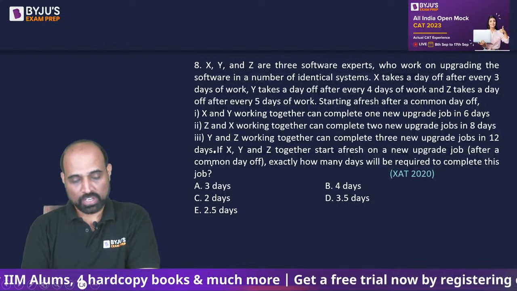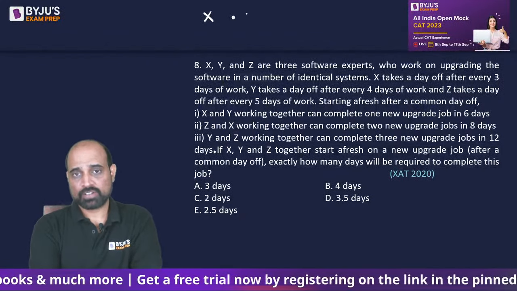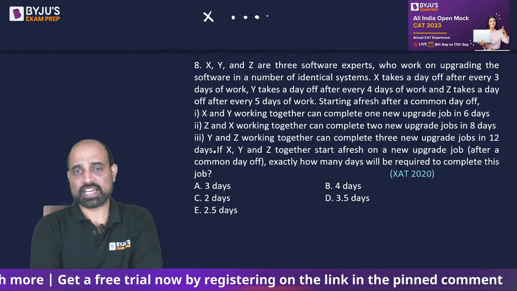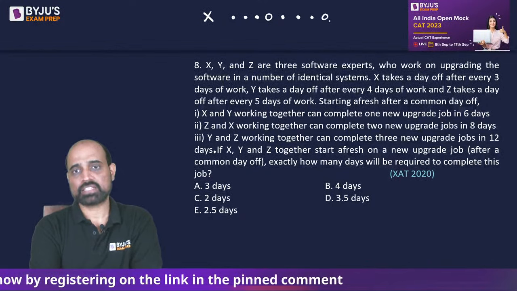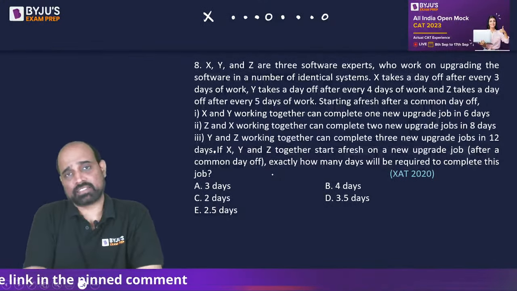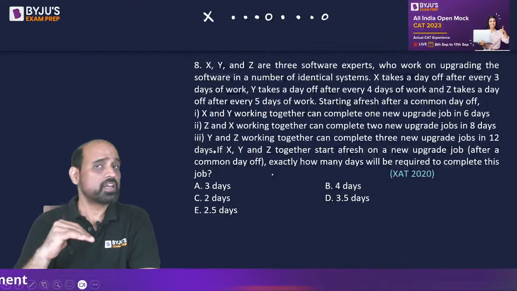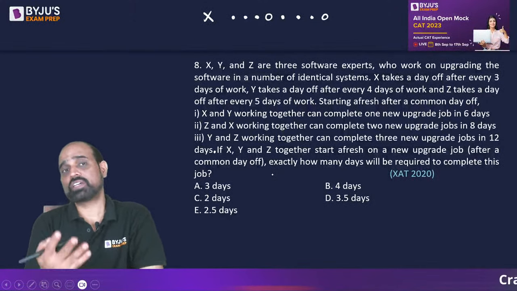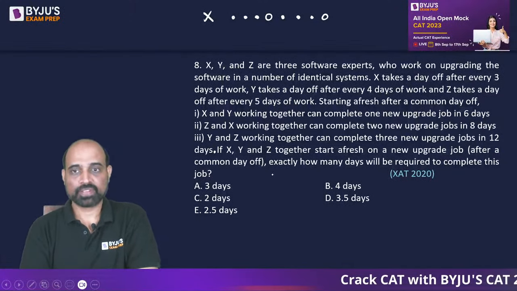Okay. We need to understand the pattern here. X works for 3 days and then he takes an off. He works for 3 days and he takes an off. It's like X is giving his attendance. X is present for 3 consecutive days. On the 4th day, he takes a leave. Again, X comes back to work. He is present for the next 3 days. He is again on leave on the 4th day.